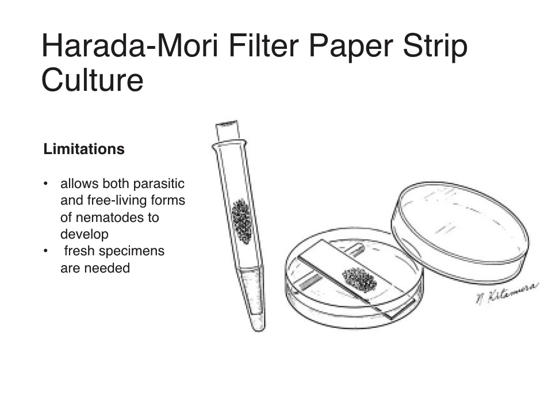You can also use a petri dish with a filter paper, and this is the fecal material, and all this system should be immersed with a little water to provide moisture for the fecal sample. This technique has some limitations. Among these, it allows both parasitic and free-living forms to develop, and a fresh sample is needed as well.